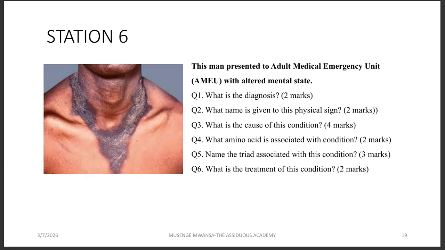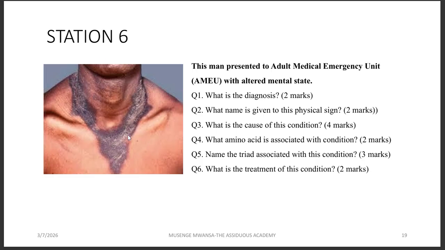Have you ever seen a picture of acanthosis nigricans? Okay, good. Please go and look at the picture for that complication of diabetes, acanthosis nigricans. But this is dermatitis, okay? Inflammation of the skin, and you can see it's around the neck like that.